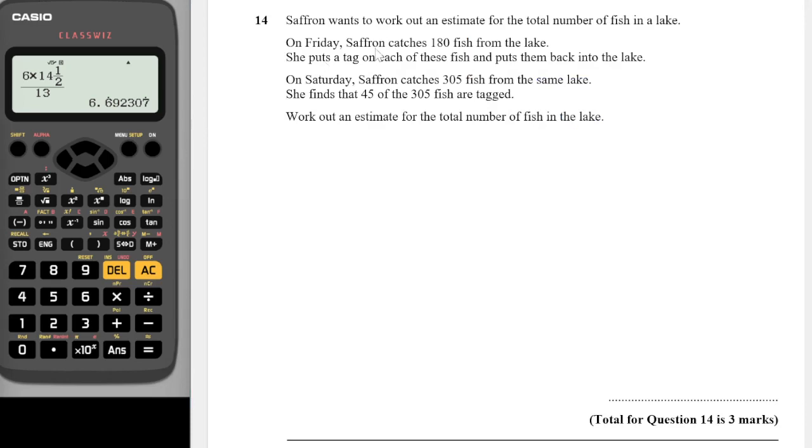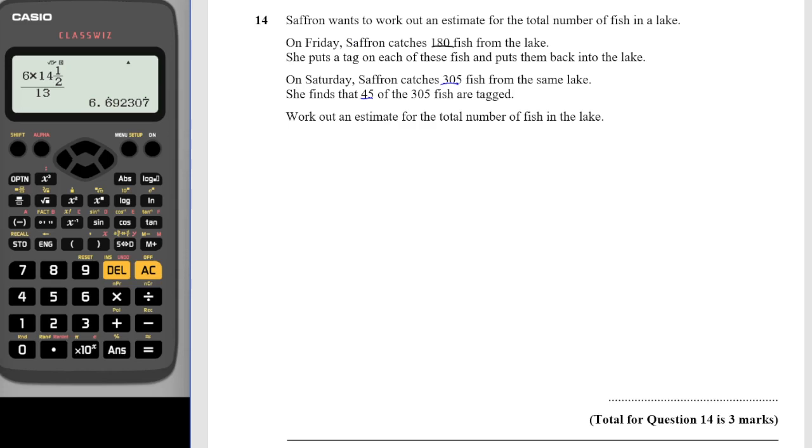Okay, question 14. Saffron wants to work out the estimate for the total number of fish in a lake. On Friday, Saffron catches 180 fish and puts a tag on each of the fish and puts them back. On Saturday, Saffron catches 308 and 45 of them are tagged. Work out an estimate for the total number of fish in the lake. So we're doing a capture recapture.